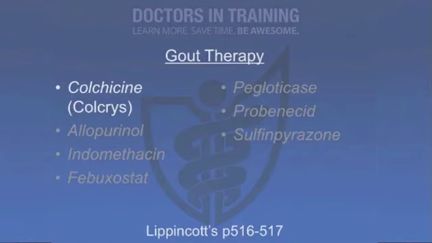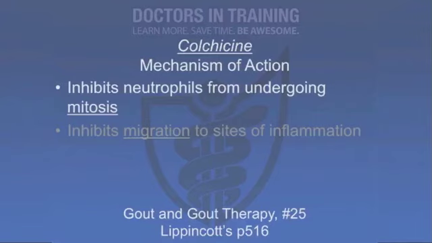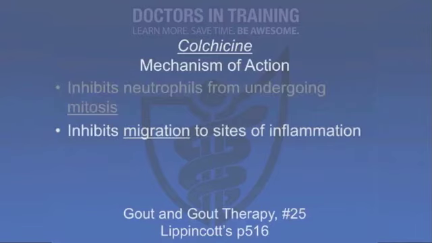So colchicine is a spindle poison, if you will. And in doing that, it inhibits neutrophils from undergoing mitosis, and also it inhibits them from being able to migrate to sites of inflammation. So that's basically how it has its anti-inflammatory effect. When the tissue pH is too high, it retards crystal formation in the joints.